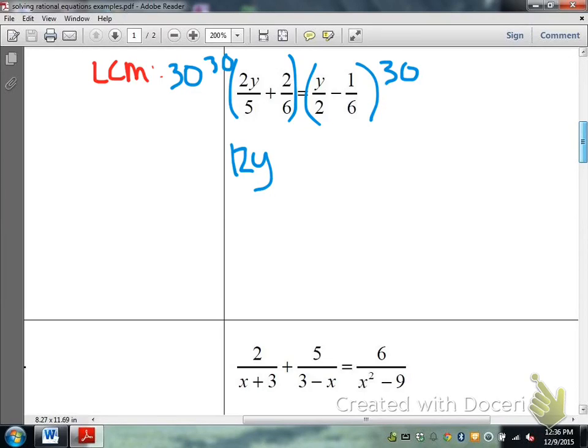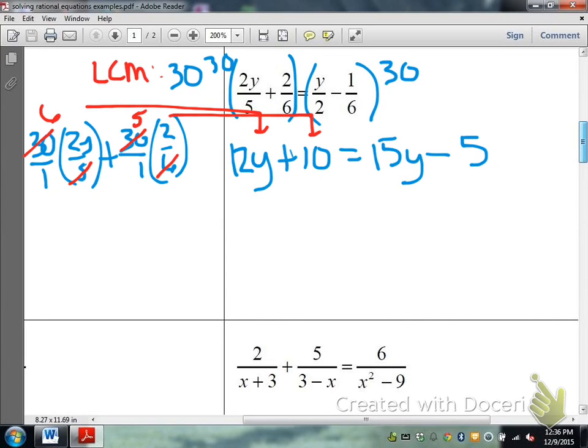12y. Again, I prefer to cross cancel. Nothing's wrong with what Liz said, but I think it's easier if you go 5 into 30 is 6 times. 6 times 2 is 12. 6 into 30 is, and then times the 2. You guys are a little ahead. That's all right. 2 into 30? 15. 6 into 30. 5. Very good. Does everyone see where all that came from?